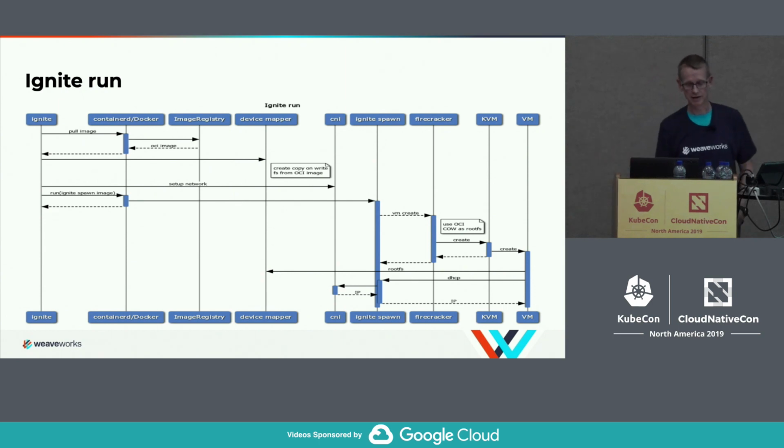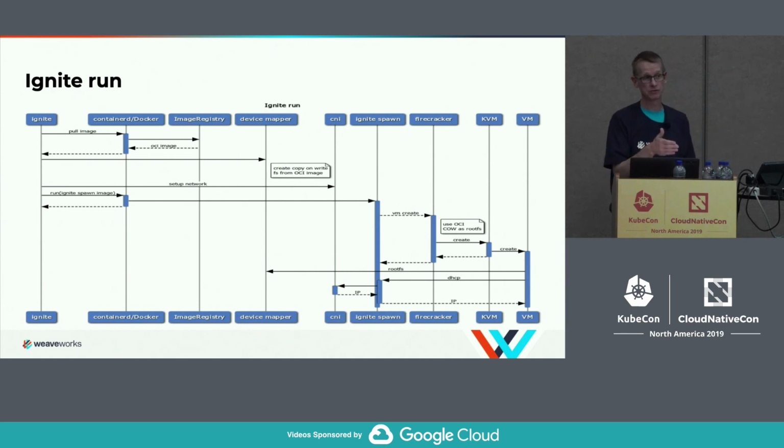Then we interacted with the container runtime. Again, in this case, it's just containerd. And we said run this container that has two processes in it: an Ignite spawn process and a Firecracker process. So this would be the Firecracker thing that started the VMs in KVM. So Ignite spawn interacted with Firecracker, who interacted with KVM, who generated a virtual machine.